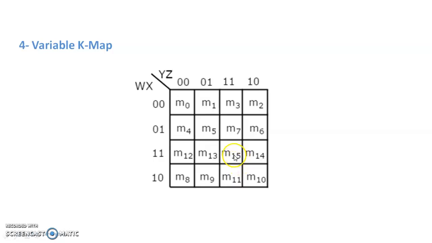For 4 variable K-map, you can take the variable sequence like W, X, Y, Z or A, B, C, D. So again you have to take the min terms like this way: 0, 1, 2, 3, 4, 5, 6, 7, 8, 9, 10, 11, 12, 13, 14, 15.